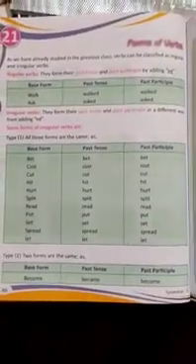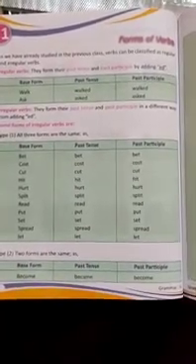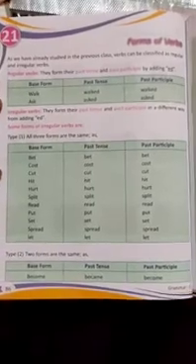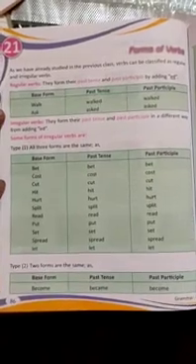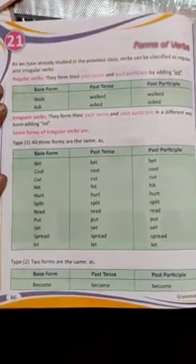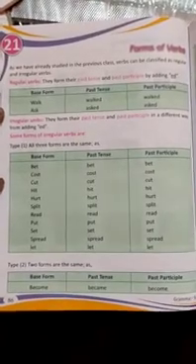Good morning, students. Today we are going to study chapter 21, the forms of verbs. Already we have studied the verb in the previous chapter. We have seen the kinds of verb, the functions of the verb, and also the definition of verb. Now we are going to move on to the forms of the verb.